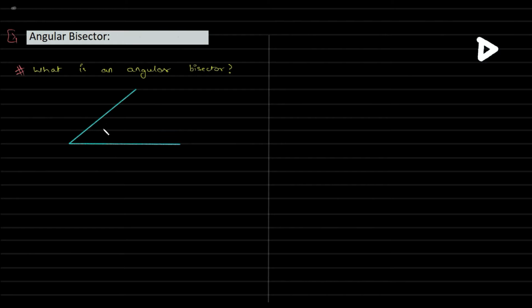Say you have an angle and you want to cut it into two equal halves, right? Say this is around 80 degree or 60 degree. I want to cut this into 30 and 30. That is nothing but your angular bisection. So let me give you a quick idea about how to do this.